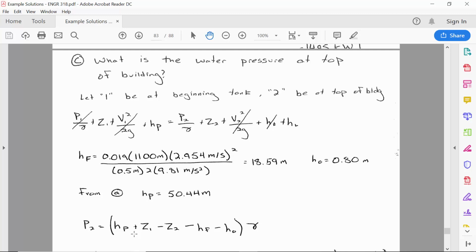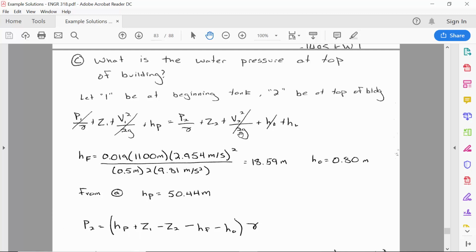And so if the building was somehow jacked up, and if the building is raised so that Z2 gets bigger, then that's going to reduce the amount of pressure that's available at 2. And the friction losses also cut into how much pressure there is. So if the pipe was even longer, or if you reduce the diameter of the pipe, those things could potentially increase the friction losses. And likewise the local losses, since the velocity would go up if the pipe diameter were decreasing.